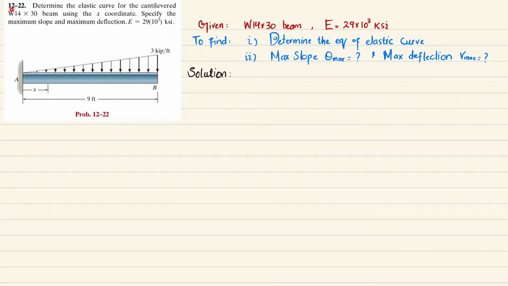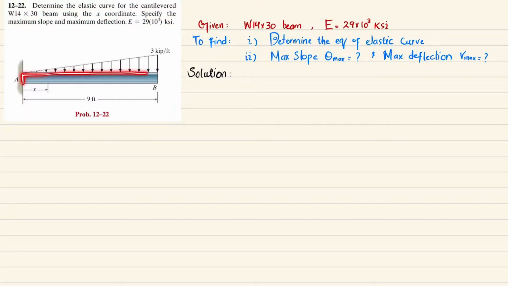Welcome back. Problem 12-22. The statement is: determine the elastic curve for the cantilevered W14 by 30 beam using the x coordinate. Specify the maximum slope and deflection. E is 29 into 10 to the power 3 ksi.